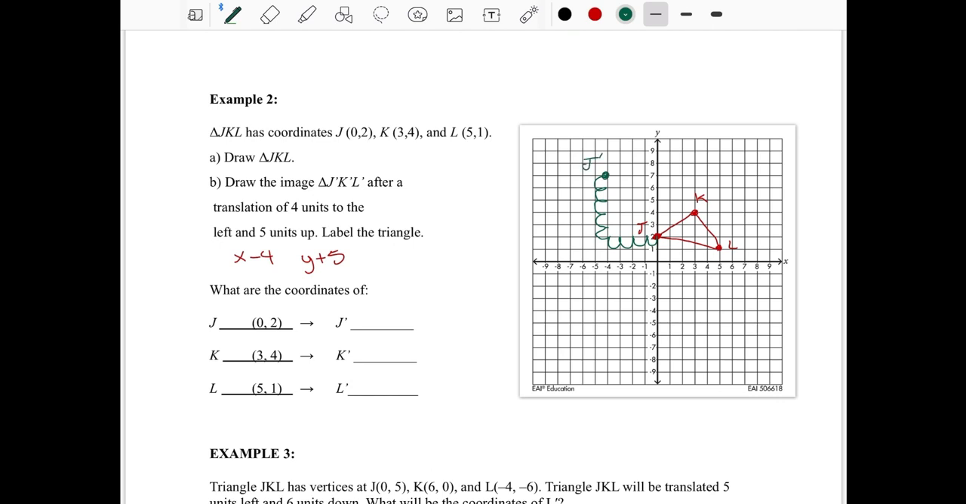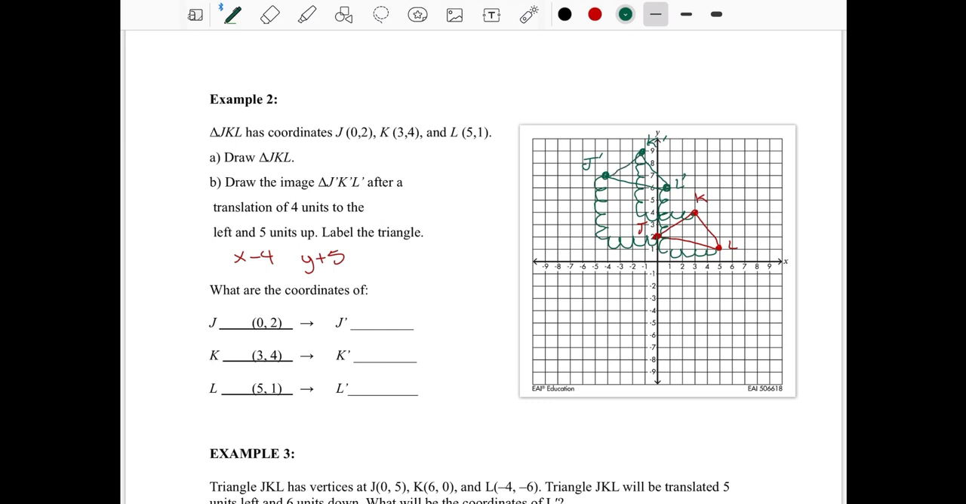The next one, same concept, 4 left, 5 up. That's K prime. And my last point is going to be 4 left, 5 up. Put that point there. And that's going to be L prime. We connect our points and get our new ordered pairs.